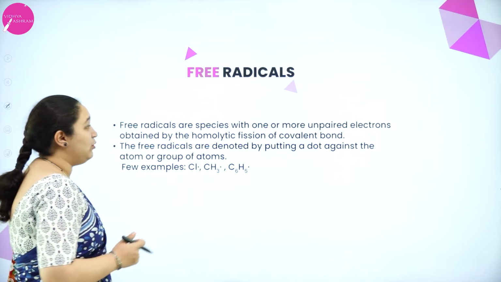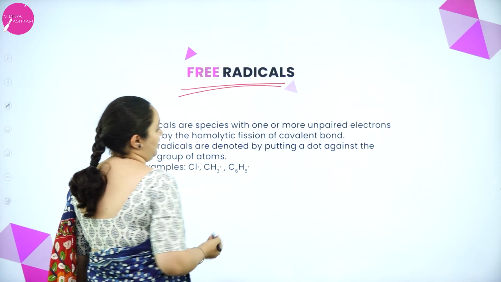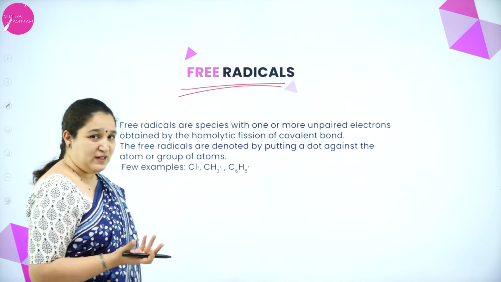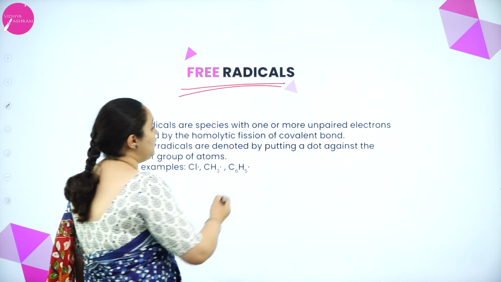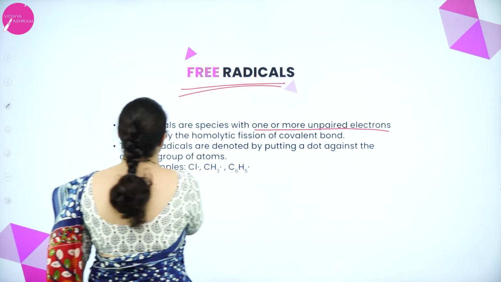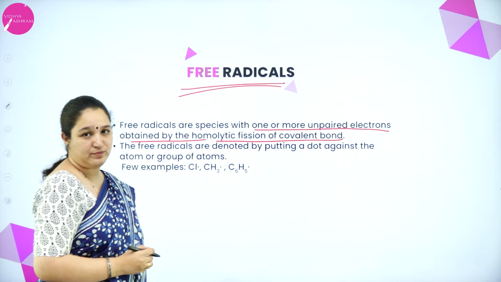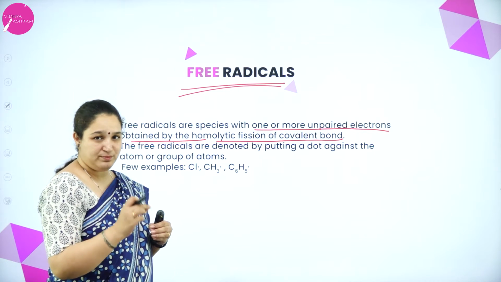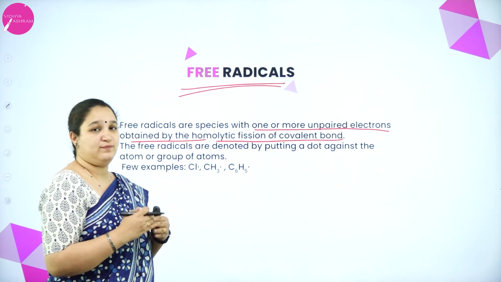Next is about the free radicals. When are the free radicals formed? It is formed due to homolytic fission. So what are free radicals? Free radicals are species with one or more unpaired electron obtained by homolytic fission of the covalent bond. So if a species is having one unpaired electron which was obtained by breakage of the bond, then we call them as free radicals.